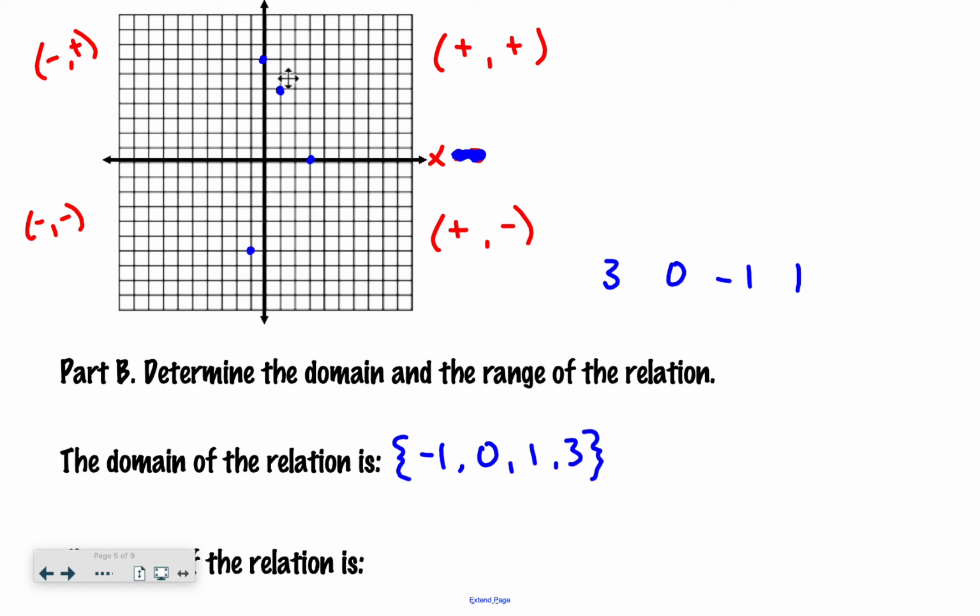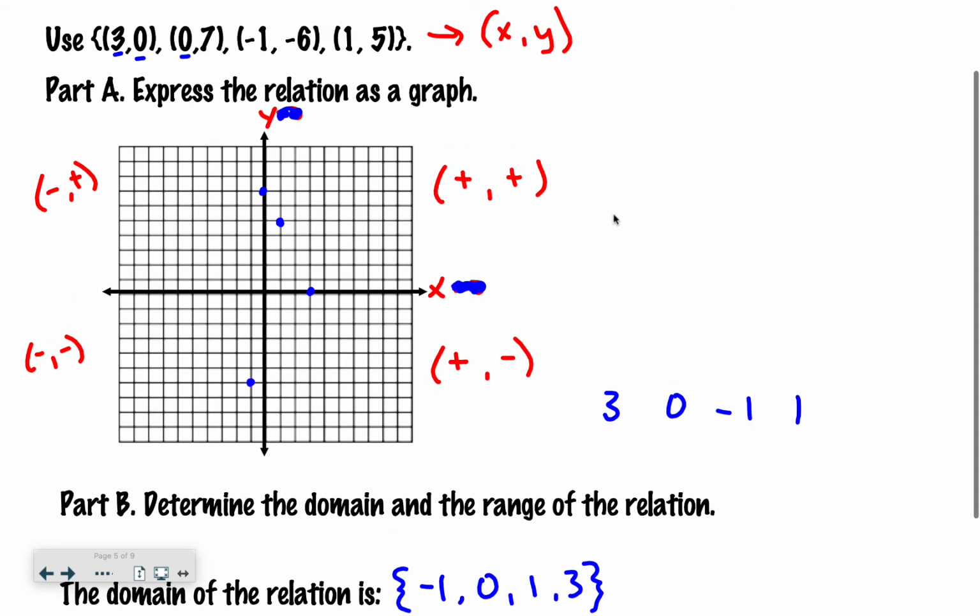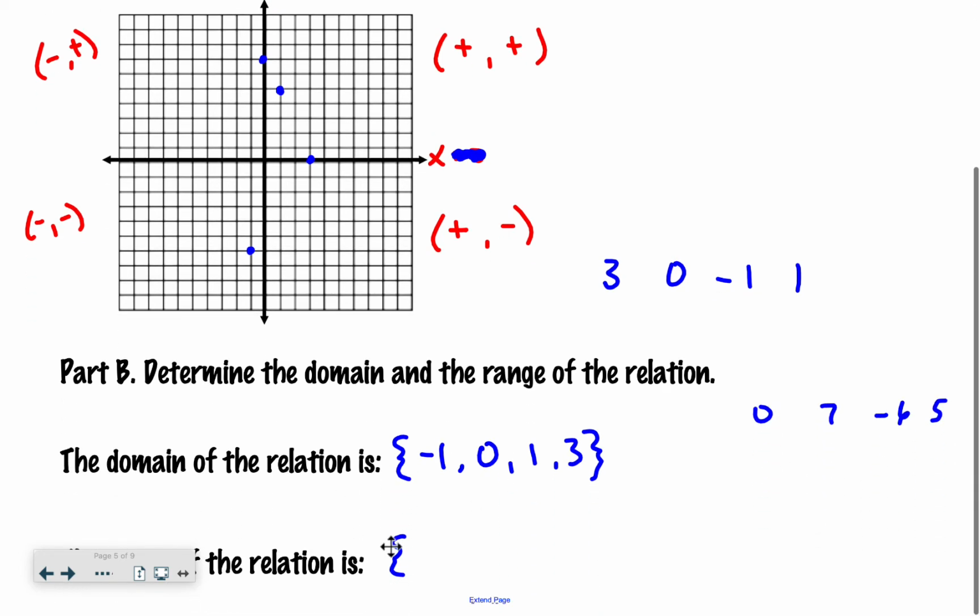If you wanted to pull it from the graph, you could do that too. And then the range, my y values were 0, 7, -6, and 5. So my smallest number was -6, then 0, then 5, then 7. Okay, so that would be my range for this relation. If you have questions about that, please be sure to reach out for some help. I'm happy to help you.